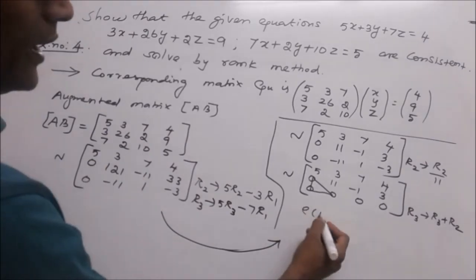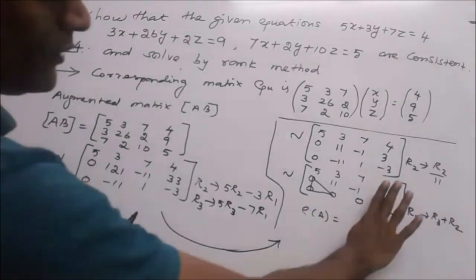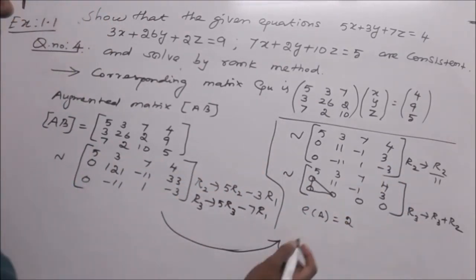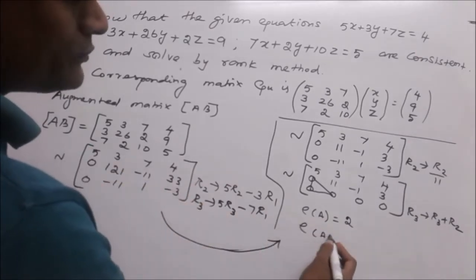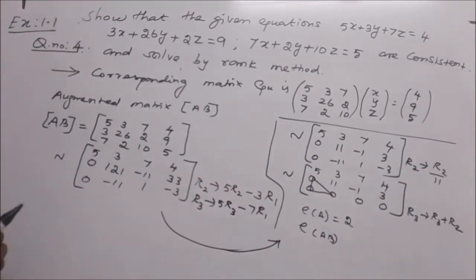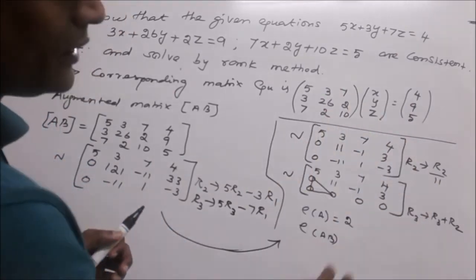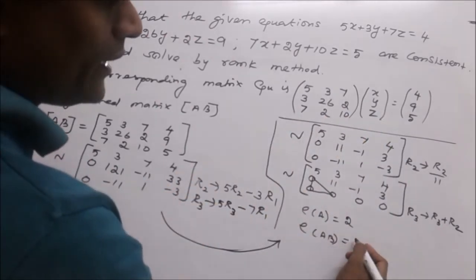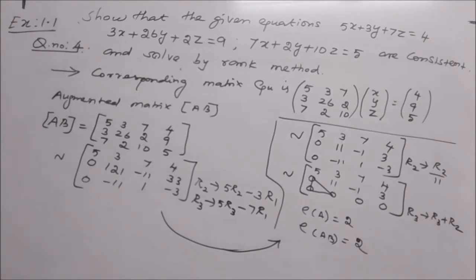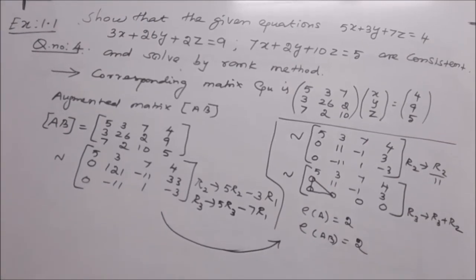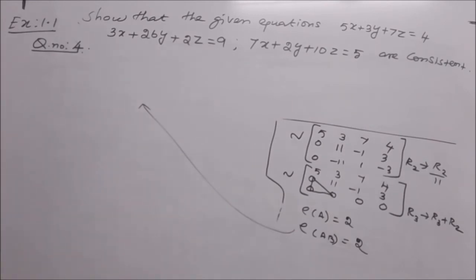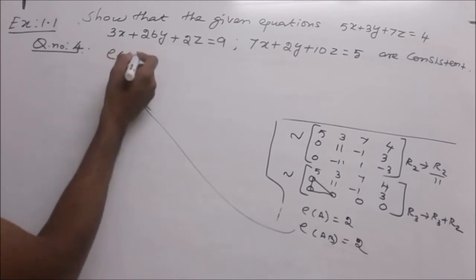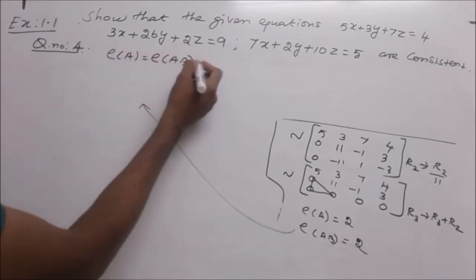Now find the rank of A in the last equivalent matrix. The last equivalent matrix consists of only two non-zero rows. Therefore, rank of A equals 2. Now for rank of AB, adding the fourth column to the matrix and also finding the rank, here also there is one zero row and two non-zero rows, which implies rank of AB is also 2. Here rank of A equals rank of AB equals 2. We can conclude the answer.